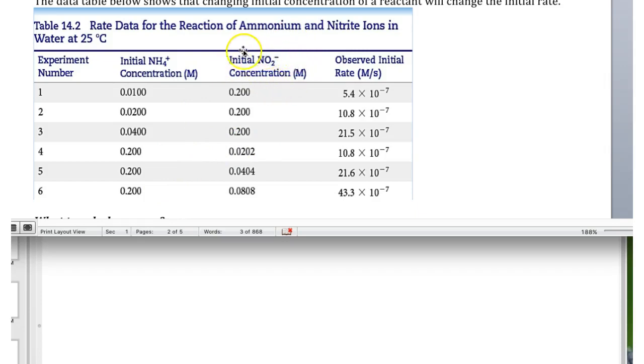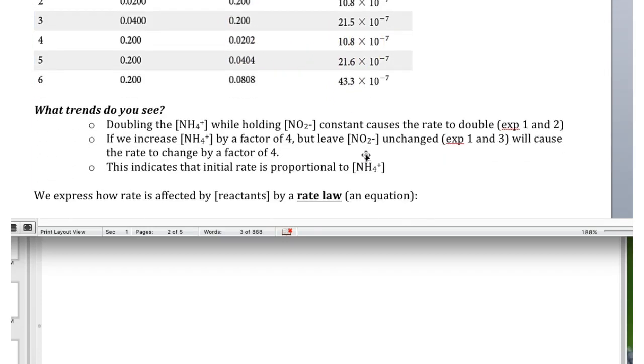Now let's look at NO2's relationship. The only way we could find the relationship is by keeping this constant. So if you look here, at experiment 4 and experiment 5, you double the NO2, and this is constant. So as you double NO2, here the rate doubles as well. So also with respect to NO2, there's a direct proportional relationship here. So what I just said is stated right here. There is a direct proportionality between NH4 and the rate, and NO2 and the rate as well.